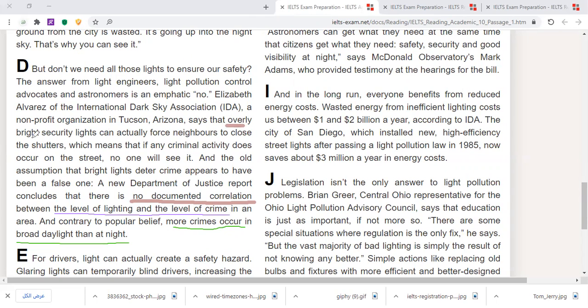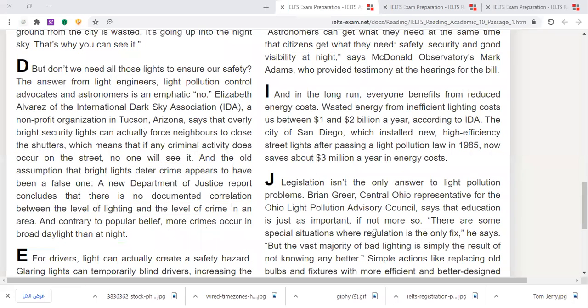Overly bright security light can actually what? Force neighbors to. Yes, Khuzama. Force neighbors to close the shutter. Very good. Bright security lights can actually force neighbors to close the shutter of their window, which means that if any criminal activity happens, they will not see it. So does the light now help? No. Okay, right. We will stop here.